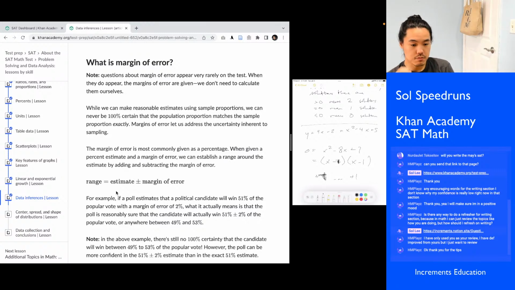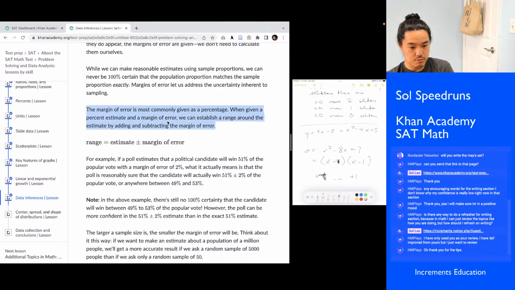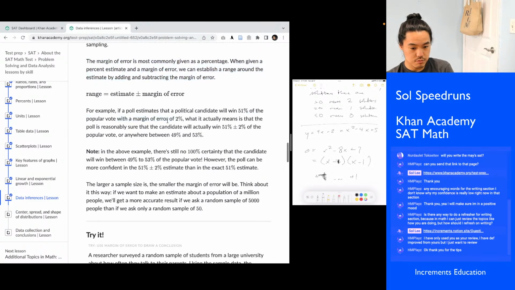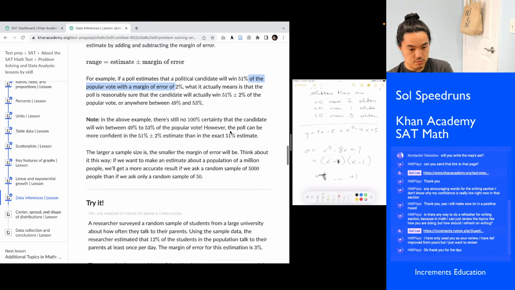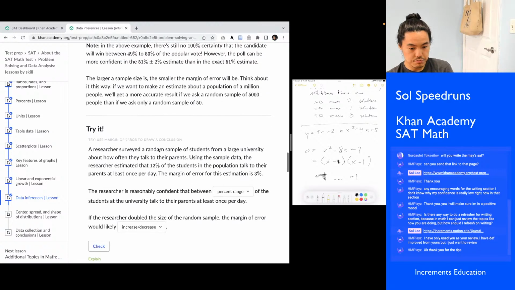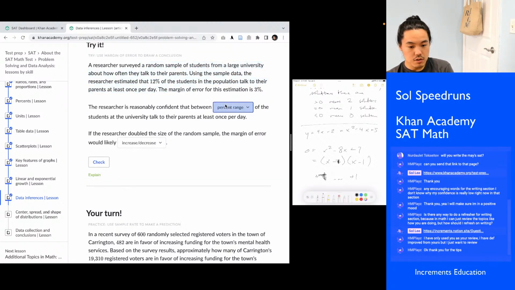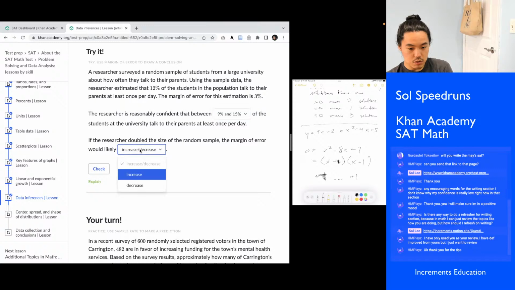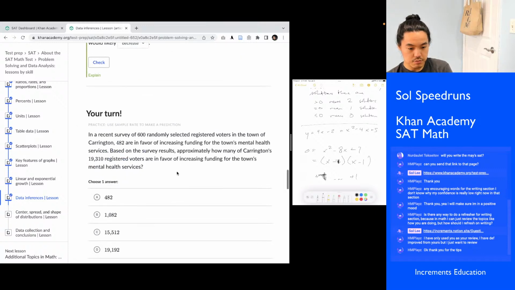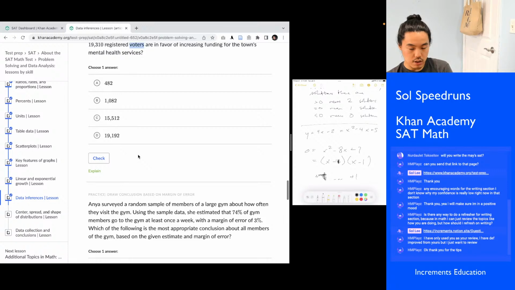Margin of error. Sure. 9 and 15. It would decrease. Check. Pretty easy.